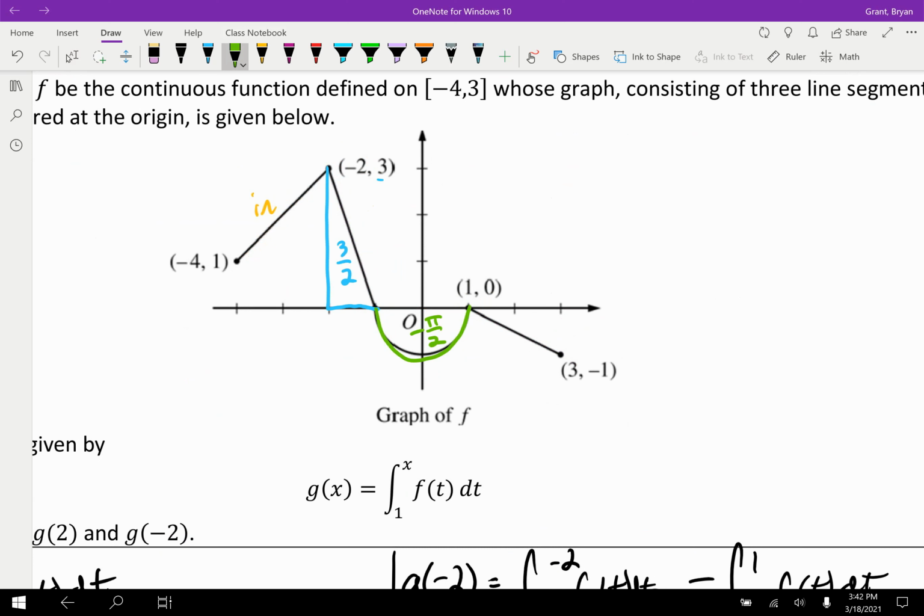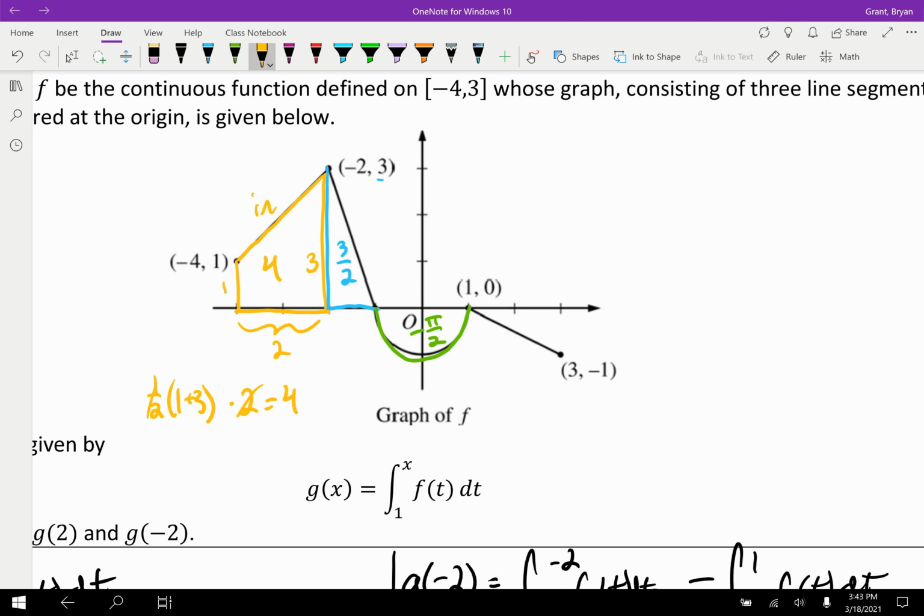We might as well finish off the rest of these areas while I'm here. This area looks to be a trapezoid, right? And when we do a trapezoid, we have our parallel bases, 1 and 3, and then our height, if it's turned sideways, which is 2. So we do the average of the bases times the height, and that gives us 4.